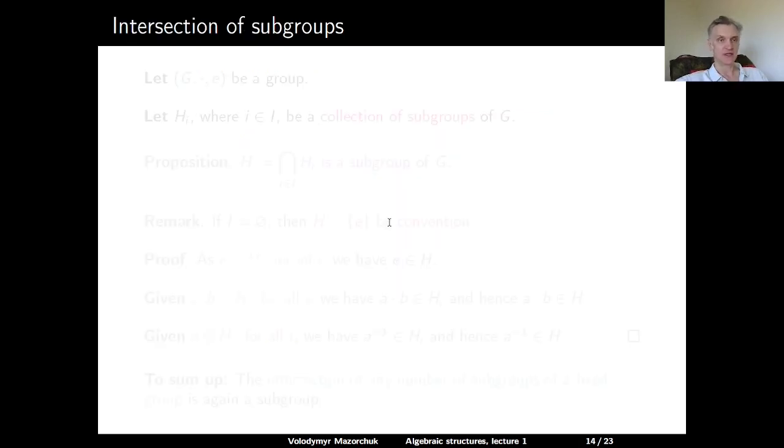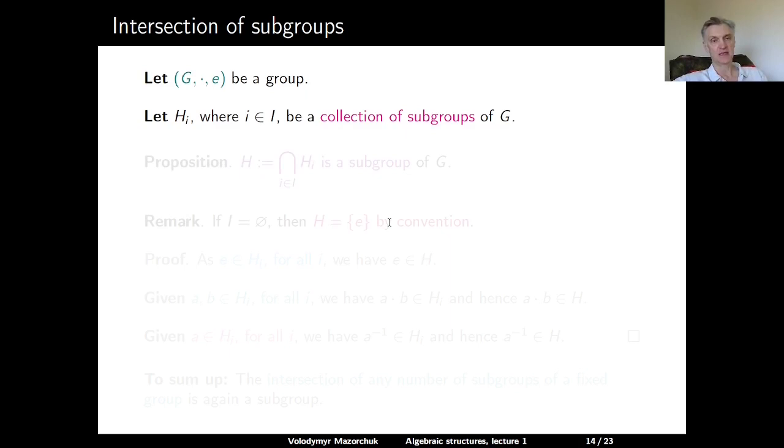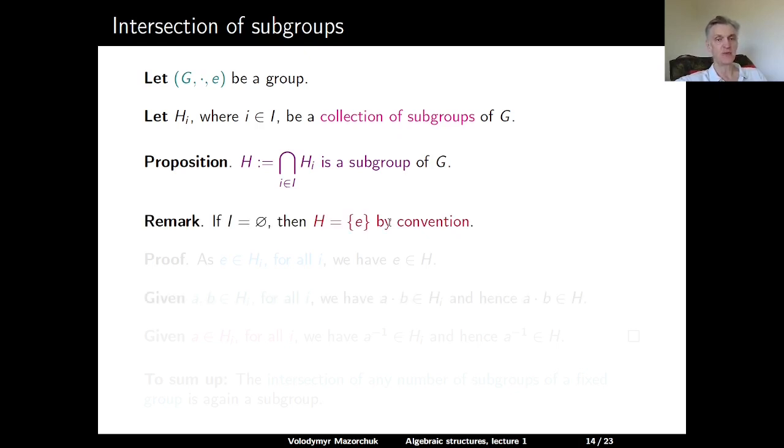Next, let us talk about the intersection of subgroups. Let G be a group, and let H_i be a collection of subgroups of G indexed by some indexing set, capital I. Proposition: the intersection H of all these H_i's is a subgroup of G. Remark: if the capital I is the empty set, then by convention the intersection over the empty set is equal to the unit element in the group. That's our agreement. So let's prove this.